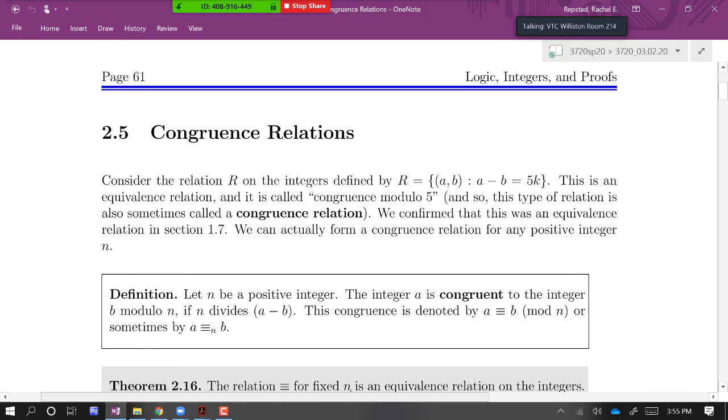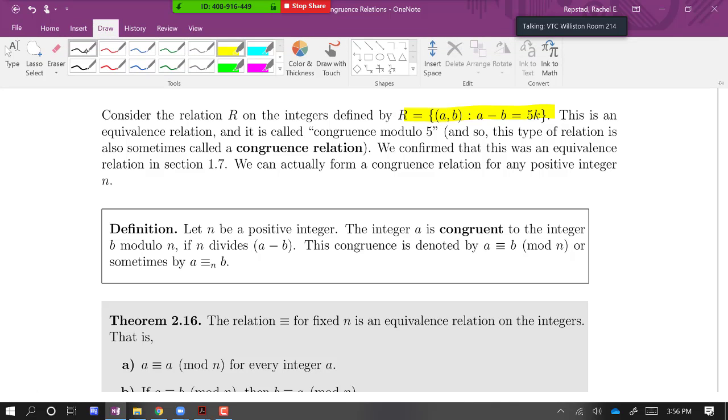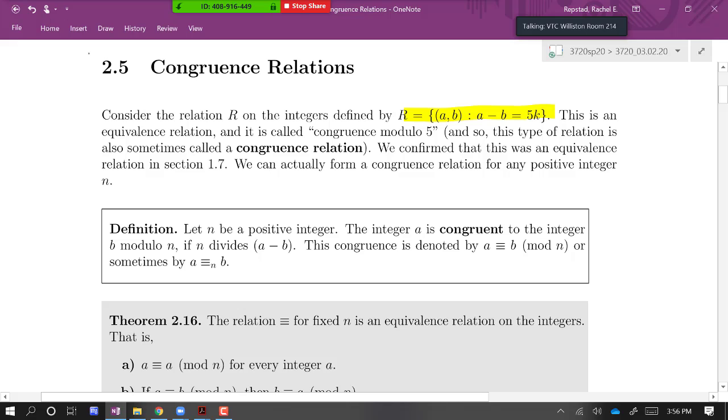All right, so we're looking at congruence relations. Back in another section, when we were looking at equivalence relations, we looked at the relation on the integers where A is related to B if A minus B is a multiple of 5. We showed that it is an equivalence relation: reflexive, symmetric, and transitive. And as it turns out, this is a special kind of equivalence relation. We call it congruence relations.